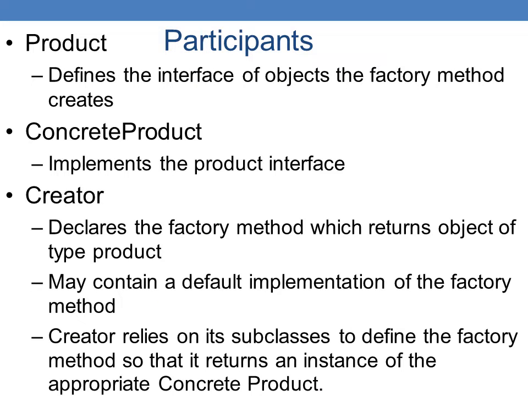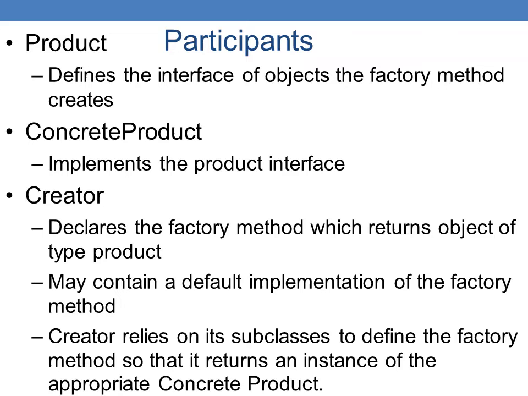Next is participants: product, concrete product, creator, all participants. The product defines the interface of the objects the factory method creates. The concrete product implements the product interface. The creator declares the factory method, which returns objects of that particular type of product. It may contain a default implementation of the factory method. The creator relies on its subclasses to define the factory method so that it returns an instance of the appropriate concrete product. So these three participants are going to execute that particular structure.